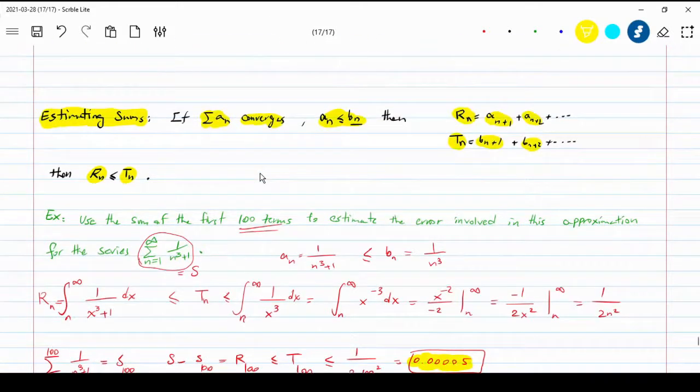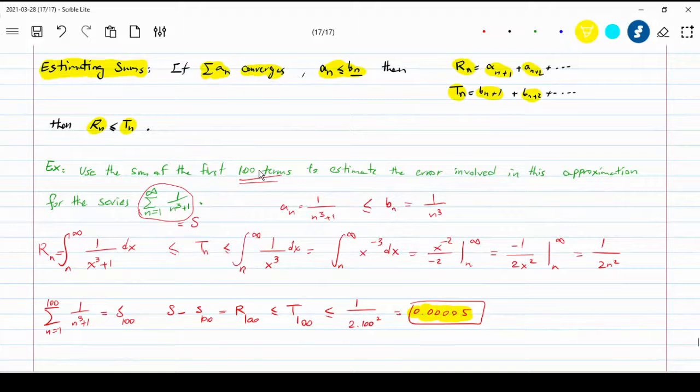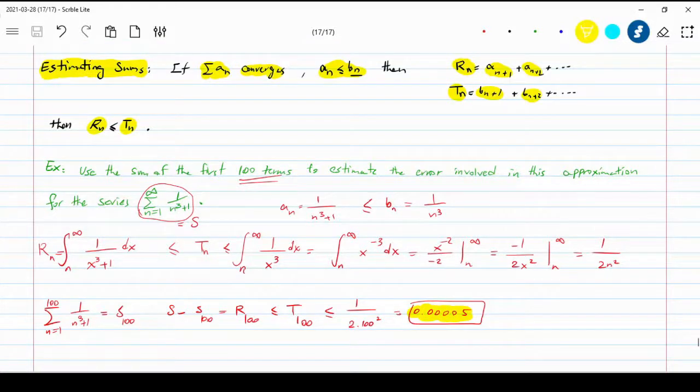So this comparison test for the estimates of the sum is very similar to what we did for the integral test, just applying the integral test to the compared series. Okay, let me stop here. We'll continue next time.